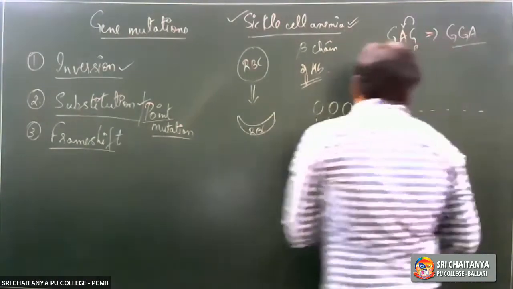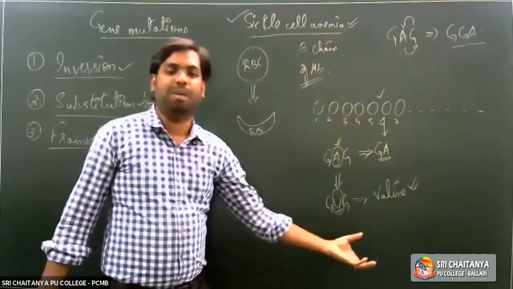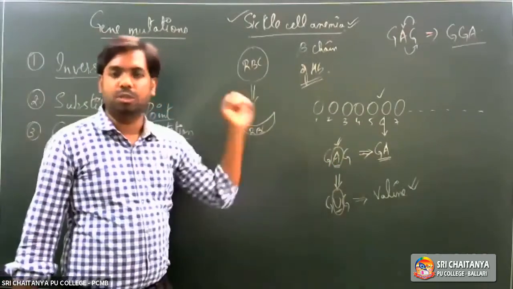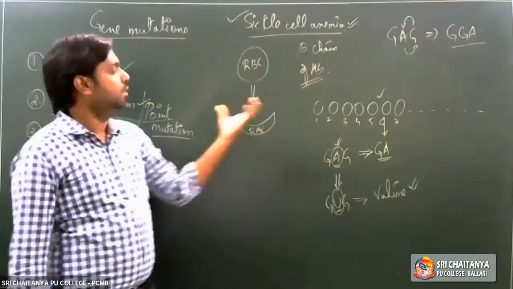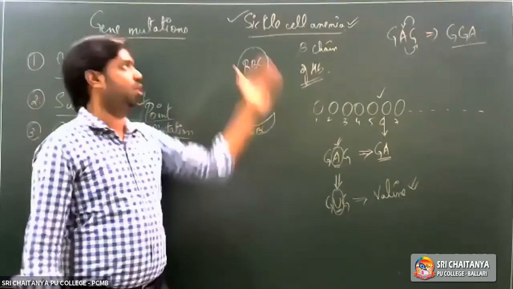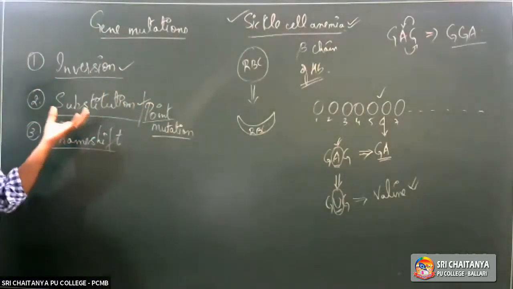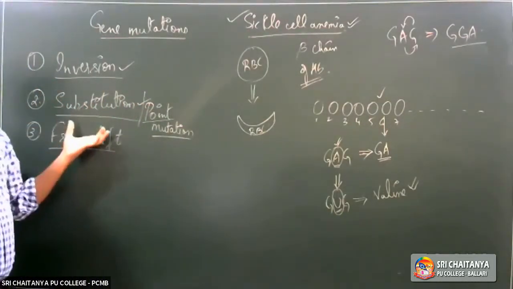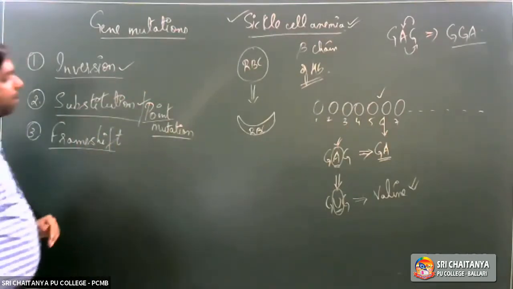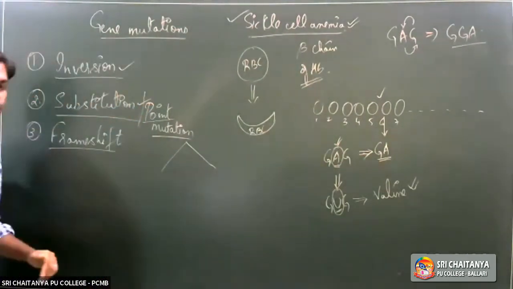As a result of this, what would happen? Instead of glutamic acid, valine is being expressed. Since valine is being expressed, the hemoglobin structure would be altered. Since the hemoglobin structure gets altered, the shape of the RBC also becomes a sickle shape. Therefore, we call it sickle cell anemia, right? So this is what we have with the second type of gene mutation, which is called substitution mutation or point mutation. Now, this substitution mutation or point mutation could be of two different types, right?